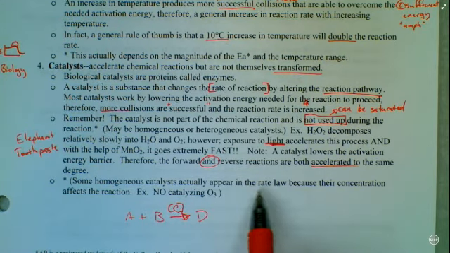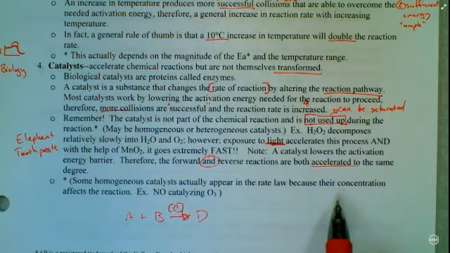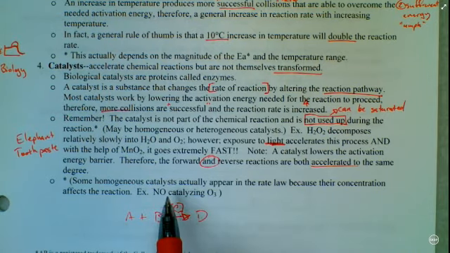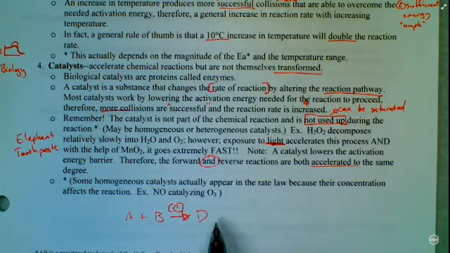Sometimes they will appear in the rate law because their concentration affects the reaction. So we have A plus B reacting to form D. The concentration of this catalyst, which I represented here with C, is going to be important because it is one of the determining factors of the rate.